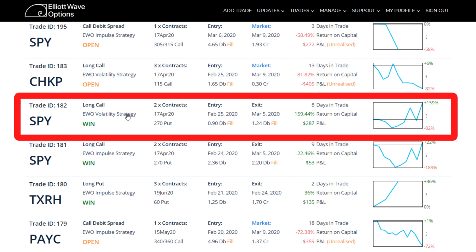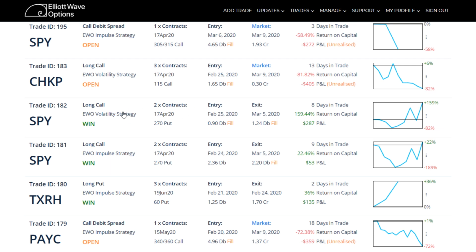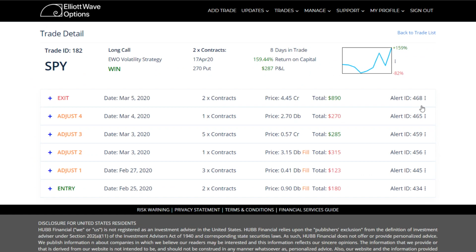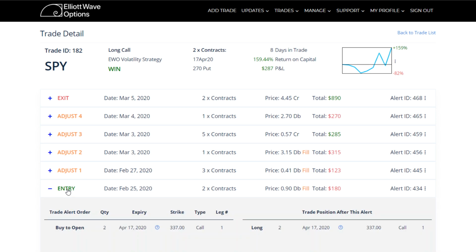If you've been watching these trade reviews recently, you know we had one heck of a run on winning trades within the impulse strategy. The volatility strategy had gotten a little bit quiet, but boy, this is exactly why we have the volatility strategy and why we recommend for our subscribers to have both, because the markets sure have been volatile lately, haven't they? So here was the entry point, and I'll show you the chart.